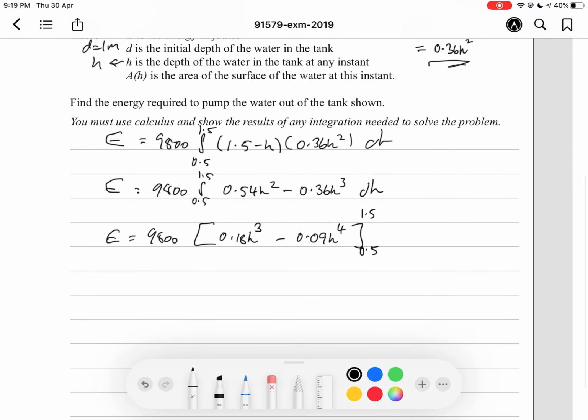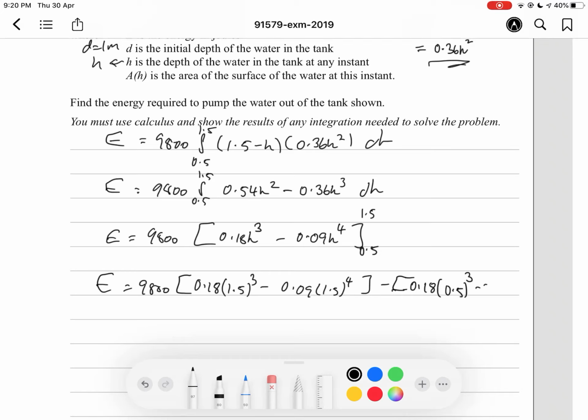Right, so we substitute our numbers in. So E equals 9,800, that's on the outside, multiplied by 0.18 times 1.5 cubed, minus 0.09 times 1.5 to the power 4, minus 0.18 times 0.5 to the power 3 minus 0.09 times 0.5 to the power 4. Alright, so just plugging these numbers into your calculator.